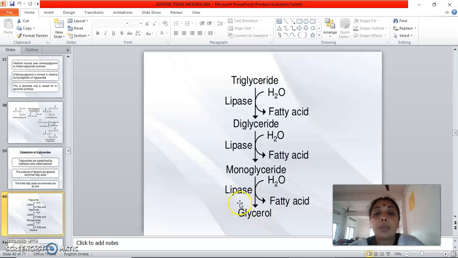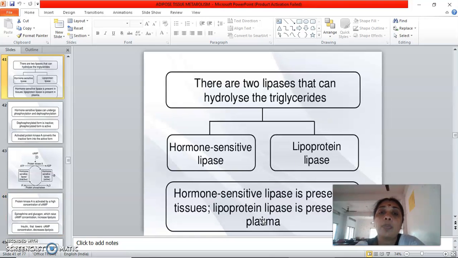In the adipose tissue, what is happening? This glycerol cannot be utilized. So glycerol is not utilized. In the adipose tissue, what is the source of glycerol 3-phosphate? It is the glycolytic intermediate dihydroxyacetone phosphate. Right? Now, regarding the lipases, there are two types of lipases.